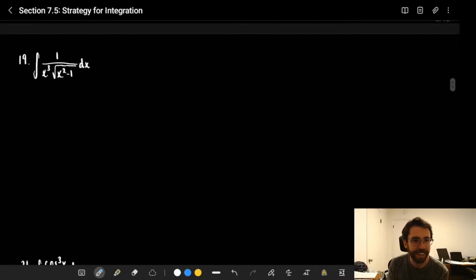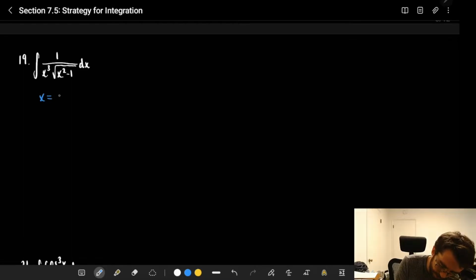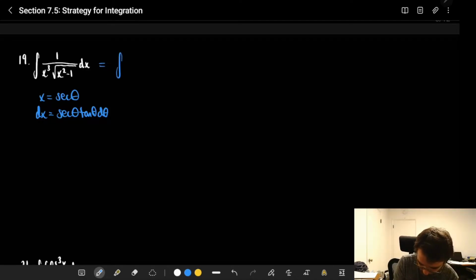Next problem. This looks like trig sub. Probably no way around it. No u sub can do it. So, okay, I see x squared minus 1. I think that's like a secant type trig sub. In particular, you do x equals secant theta. So dx derivative is secant theta tangent theta d theta. So this becomes the integral of a whole big thing. Dx gets replaced by secant theta tangent theta d theta.